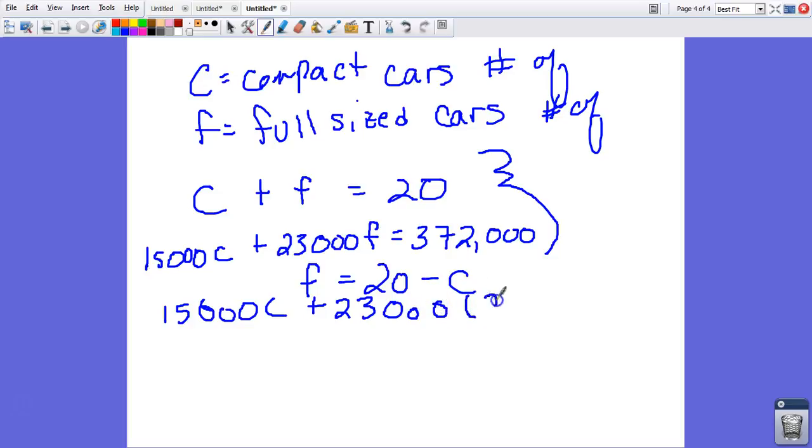23,000 times 20 minus C equals $372,000. Okay, and then that's really easy to solve. You don't even have to do the second one because the question is only asking you for C, which is a good reminder for your SATs. You do not want to do more work than you have to because you have a limited amount of time, you guys. So don't do more work than you have to.